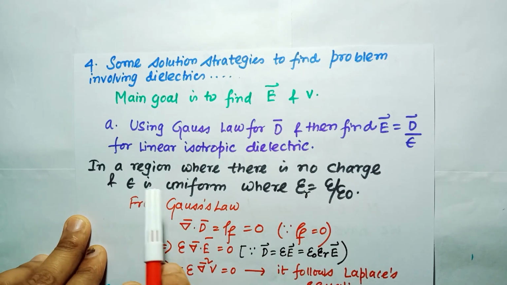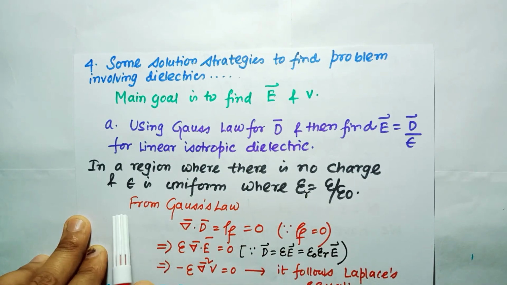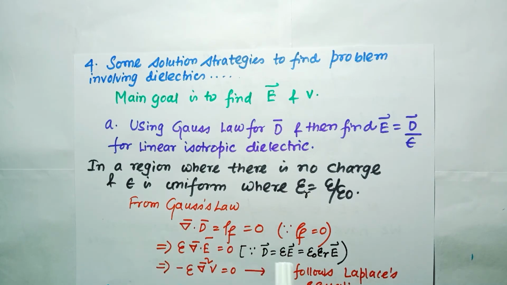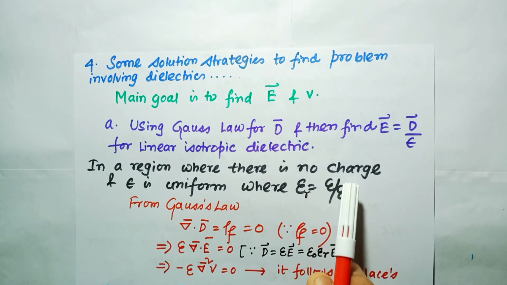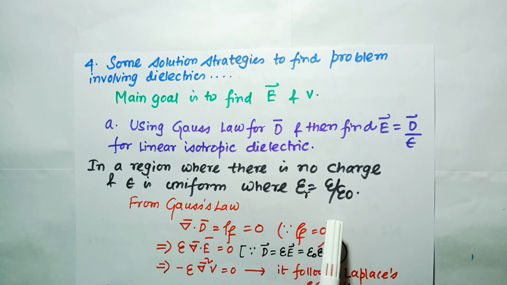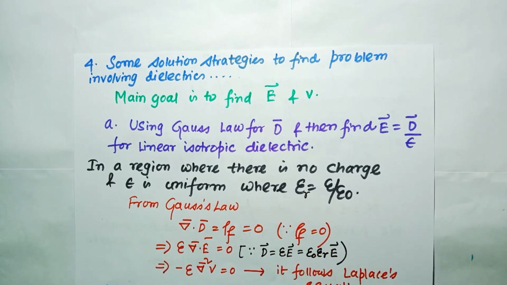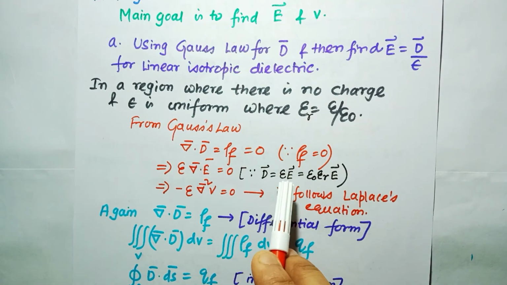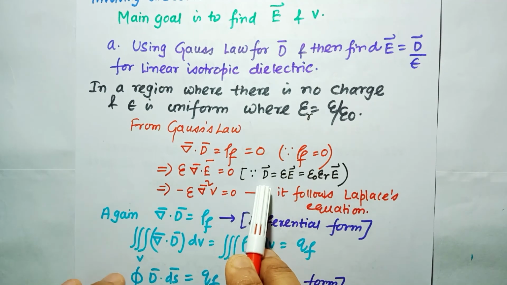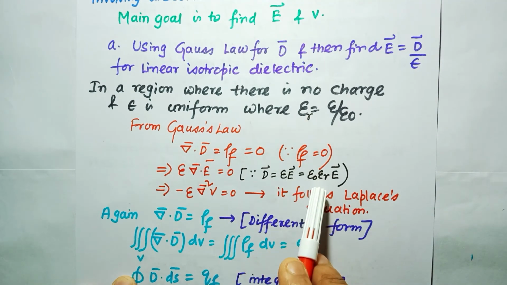Now suppose in a region where there is no charge and the permittivity of the medium is uniform, we can write that. We also have the relation that relative permittivity is the permittivity of some specific medium divided by the free space permittivity, so epsilon r is equal to epsilon by epsilon naught. Now from Gauss's law, divergence of D is equal to rho f. If there is no free charge, then rho f is equal to 0, so the divergence of D is equal to 0. Now if I put D equal to epsilon times the E vector, D is equal to epsilon E vector, which is epsilon naught epsilon r times E vector.